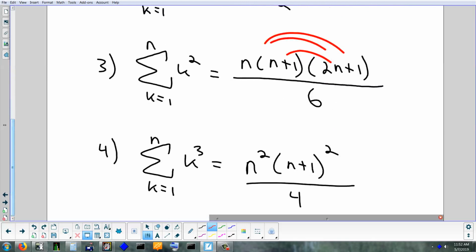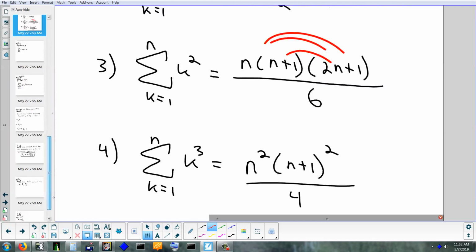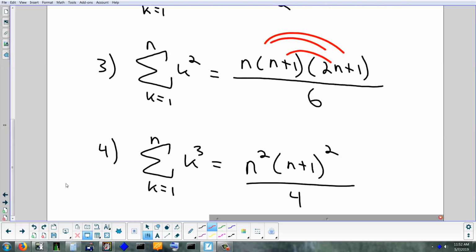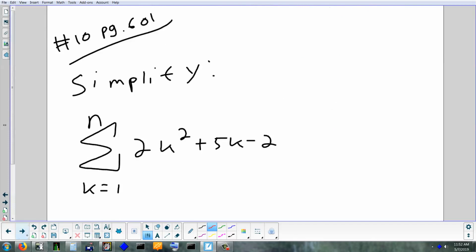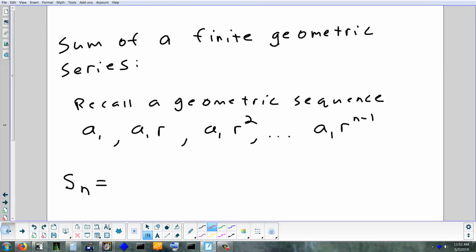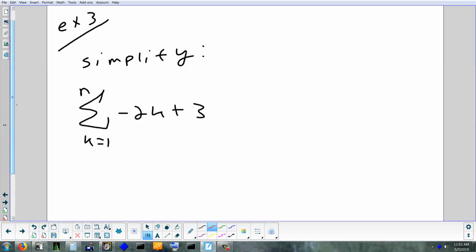Okay. Any questions on those? Okay, so we'll actually try an example, and I'll show you how to use them. All right, so let's do this one, and we're going to skip that one. Okay, so I want to simplify that. So basically get rid of all those symbols.